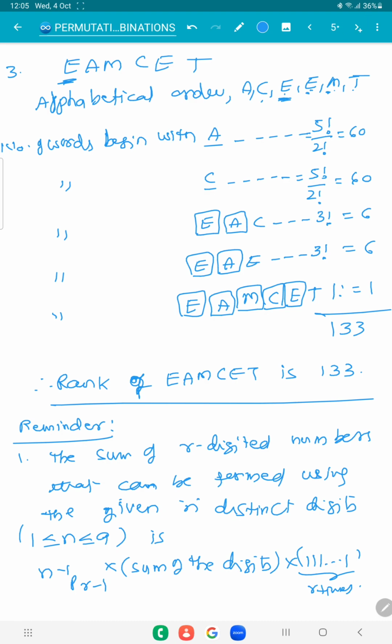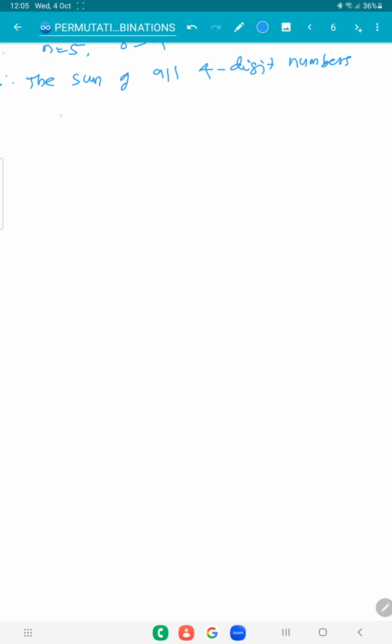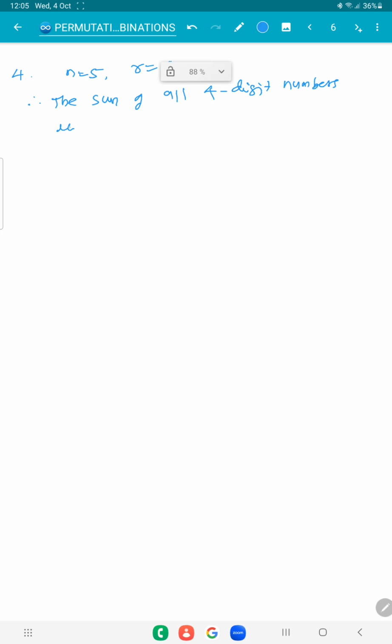So now let us do the fourth question. In the fourth question, what we have is that n is equal to 5, r is equal to 4. In the exam you have to write the formula also. Therefore, the sum of all 4-digit numbers that can be formed using the given digits.